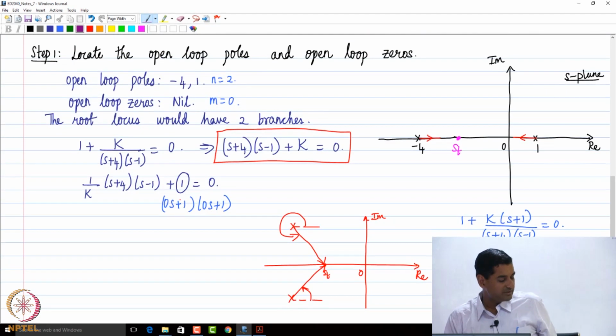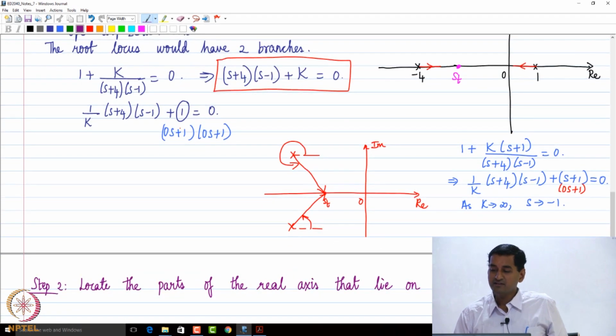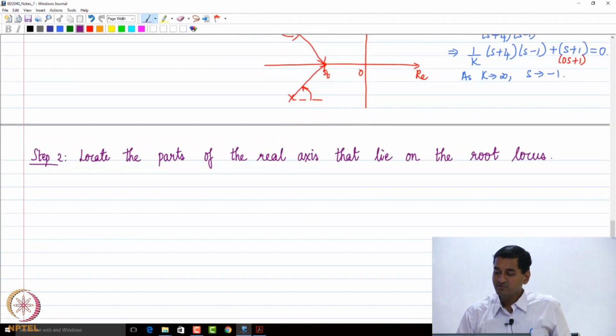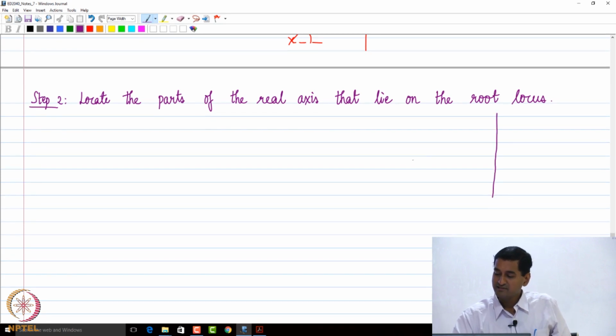So, for this example, there are no complex conjugate open loop poles and open loop zeros, but as we looked at it, what we need to do is consider only the real axis, okay. So, I am going to draw the real axis and consider just the real axis of our problem, right. So, we consider open loop poles at 1 and minus 4.